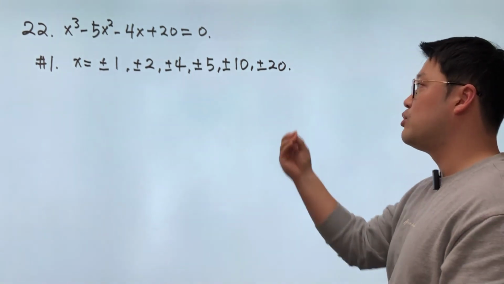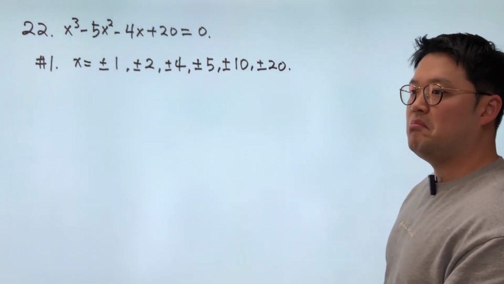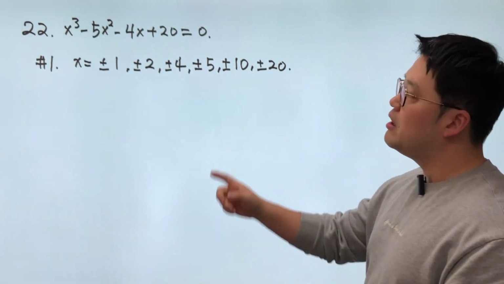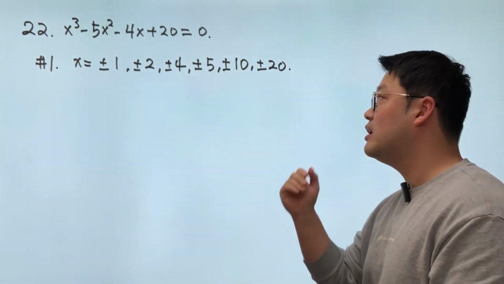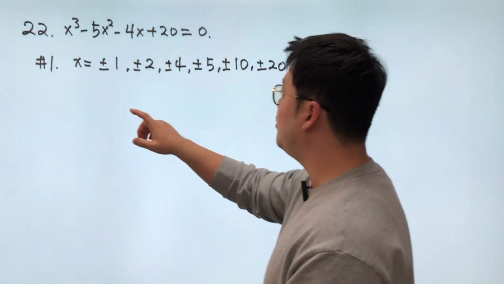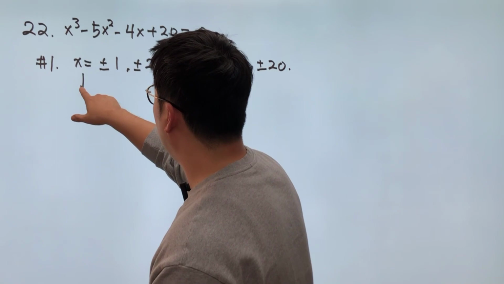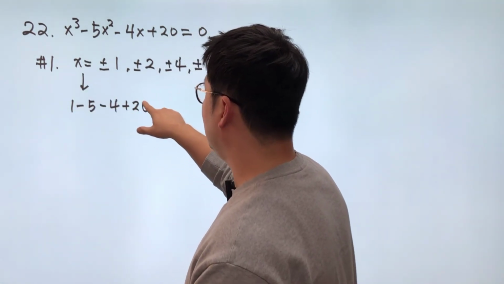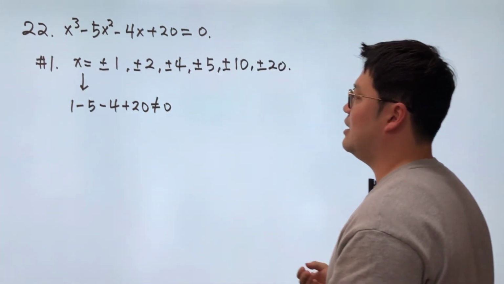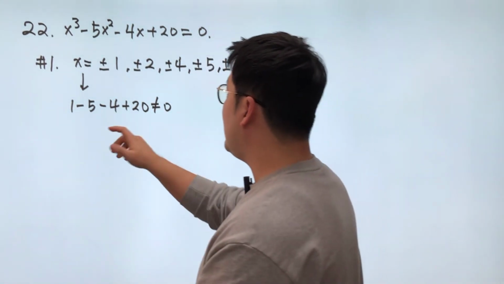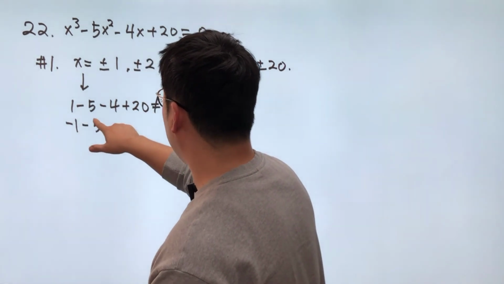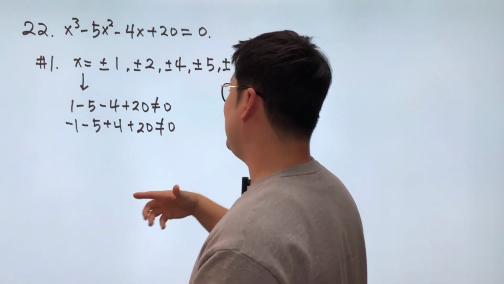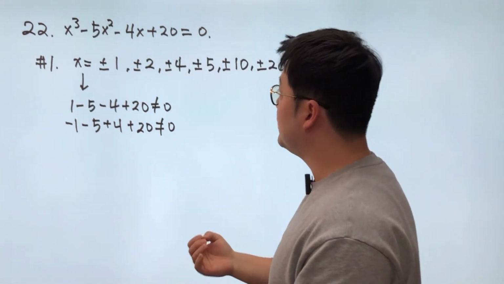So these are the possible integer roots. We don't know whether any of these work. But if you look at positive 1 and negative 1, I don't think it's going to be possible. Why? If you plug in 1, 1 minus 5 minus 4 plus 20 doesn't look like it's hitting 0. What about negative 1? Negative 1 minus 5 plus 4 plus 20, of course, it's not getting near 0.